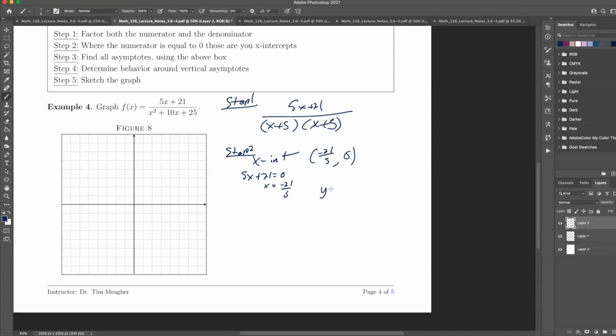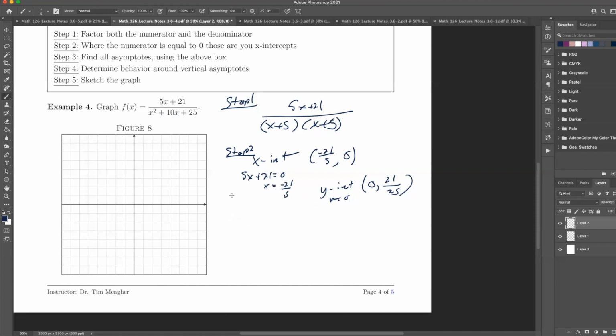I'll quickly show you how to do the y-intercept, just because your homework asks for it. The y-intercept is where x is equal to 0. Here, that's 21 fifths... okay, so that's 21 over 25. So it's 0, 21/25. It's really easy to find the y-intercept. It's just the constant term over the constant term. We still need this, so let's leave that out.